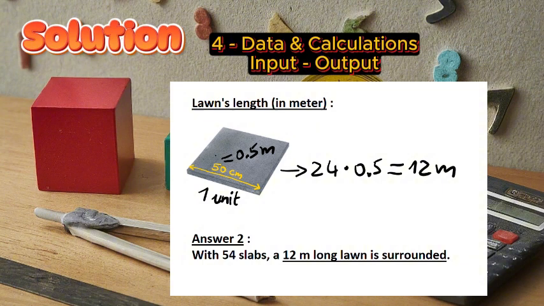To summarize, with 54 slabs we surround a 12-meter long lawn.